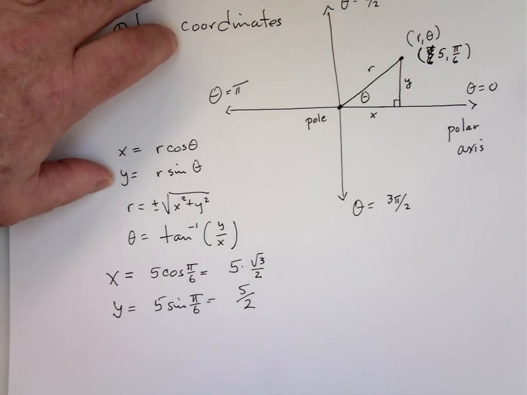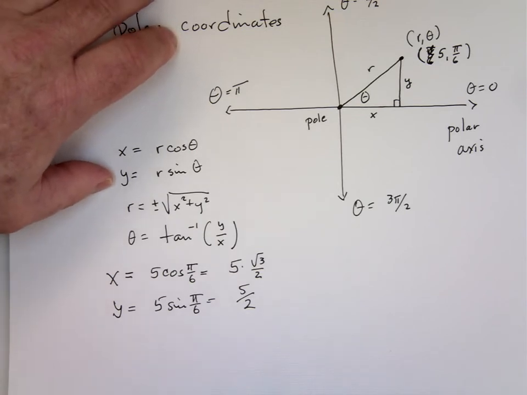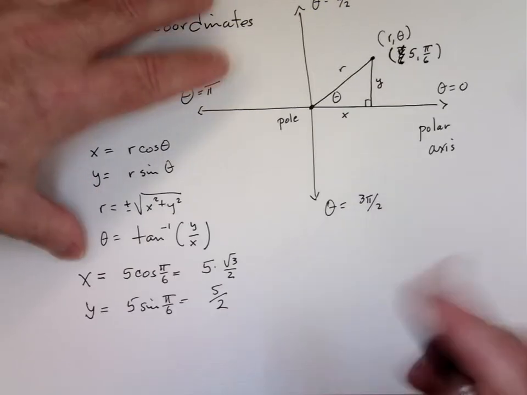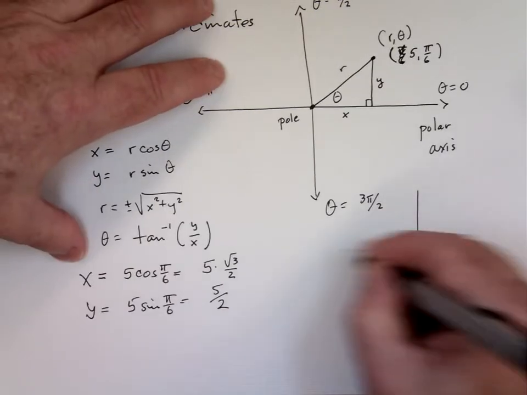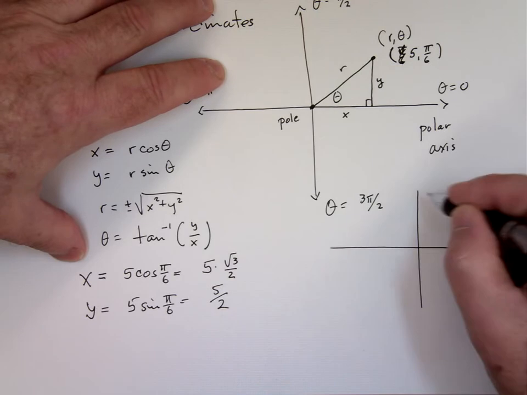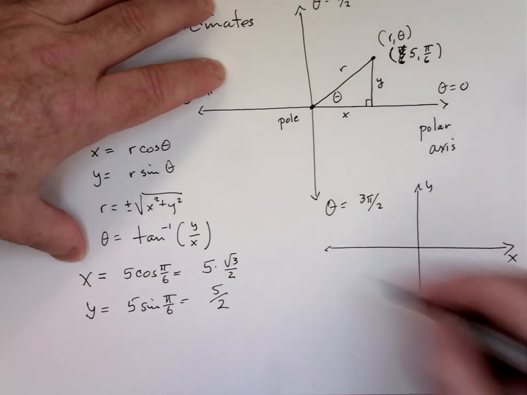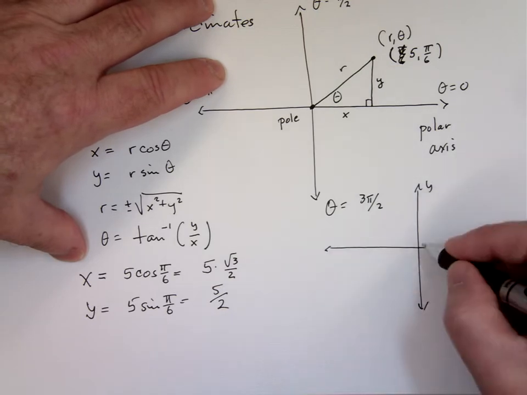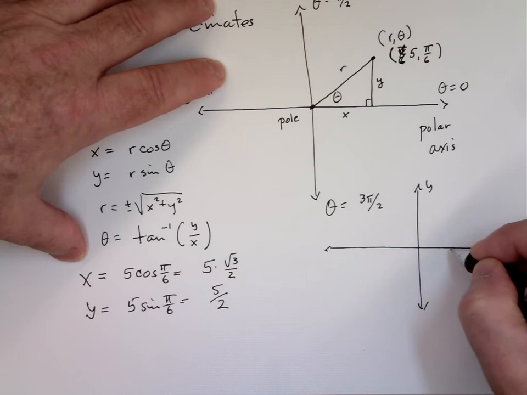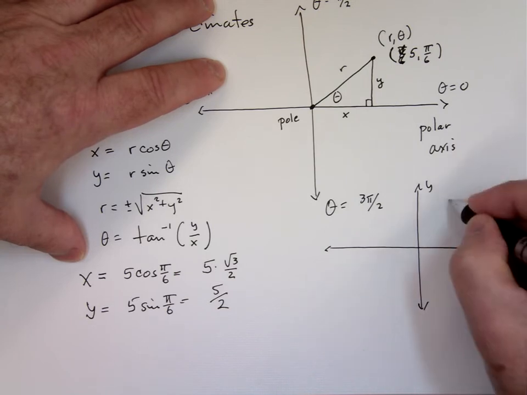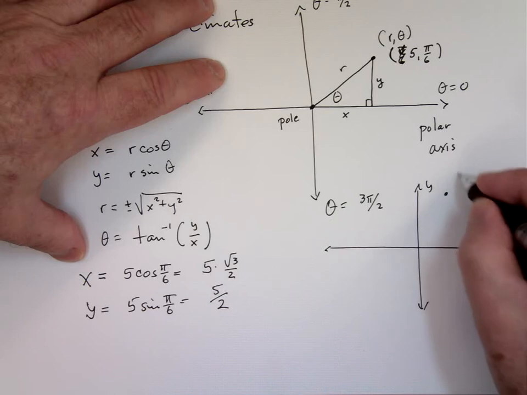To go back the other way, however, sometimes it's a little tricky. Let's do another problem. Let's take a point in rectangular coordinates. Let's take 1, 2 in rectangular.